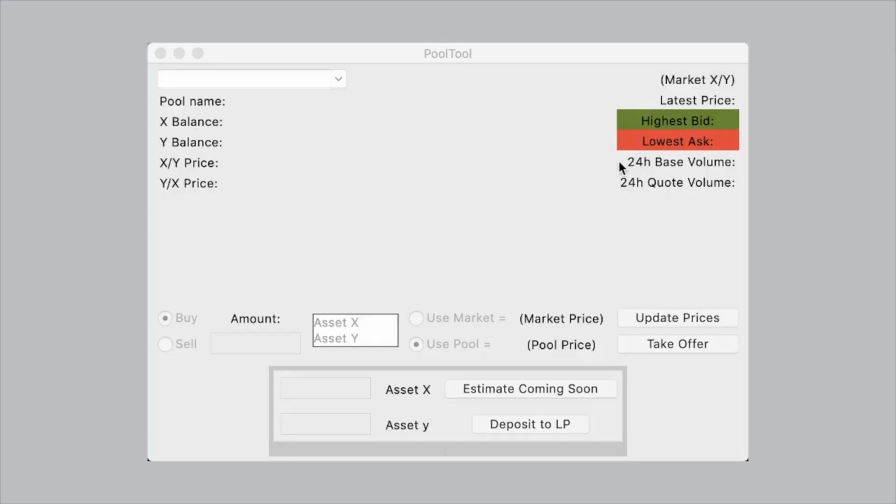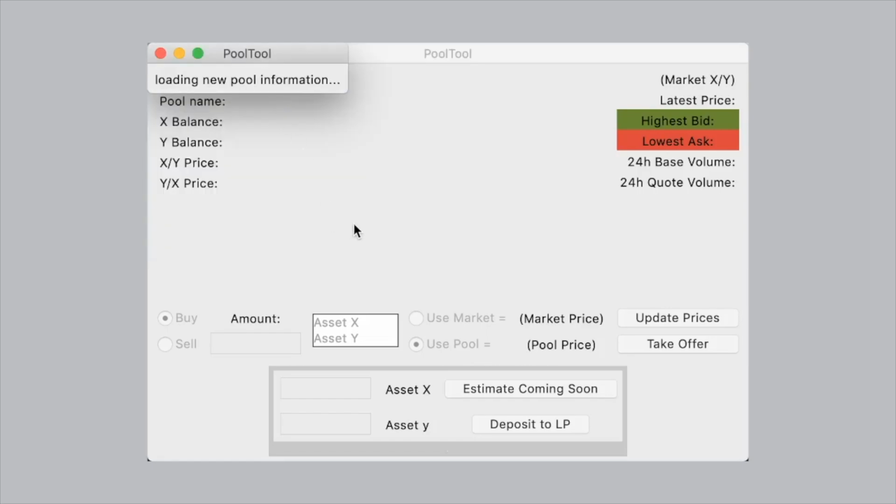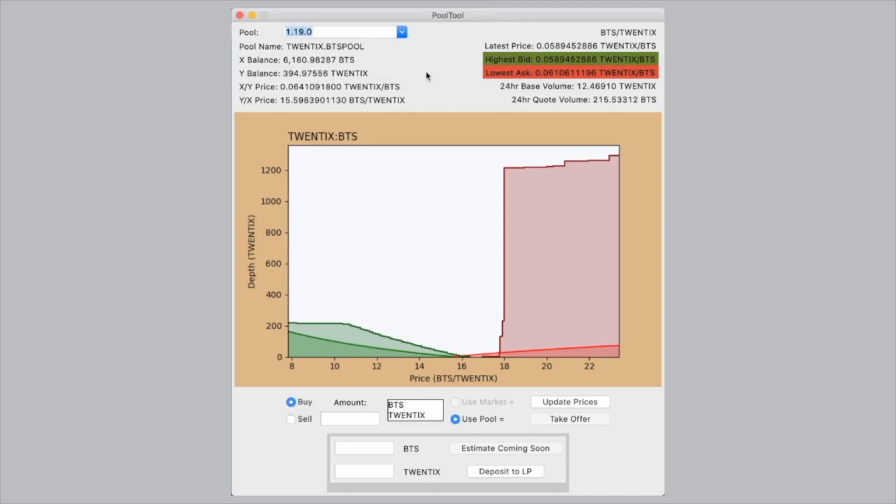To start, when you open PoolTool, you will see the PoolTool window looking like this. No information loaded, and most things are grayed out. Let's click the drop-down menu in the top left of the window and choose a liquidity pool that we want to use. For now, let's just use 1.19.0, which is BitShares and Twentix.